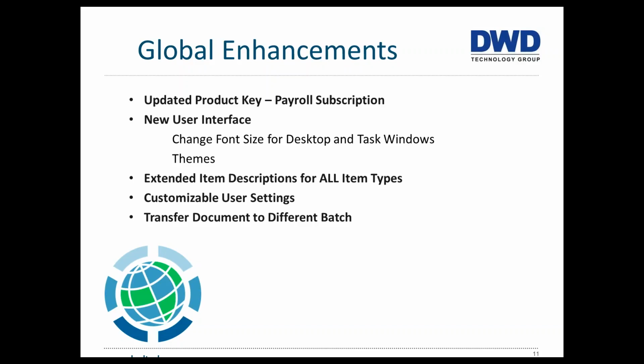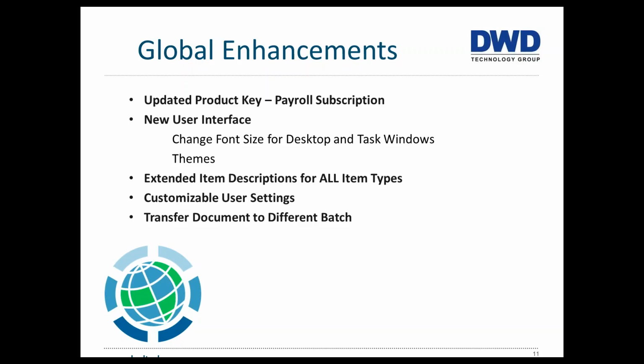For your item codes, what they've done with Sage 100 2016 is now your miscellaneous item codes, those non-inventory items, we can actually utilize descriptions that are longer than 30 characters. We can set up customizable user settings. So my experience with the software may be different than someone else's experience.